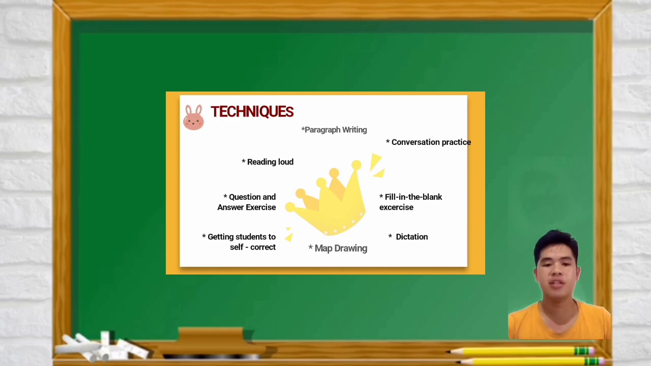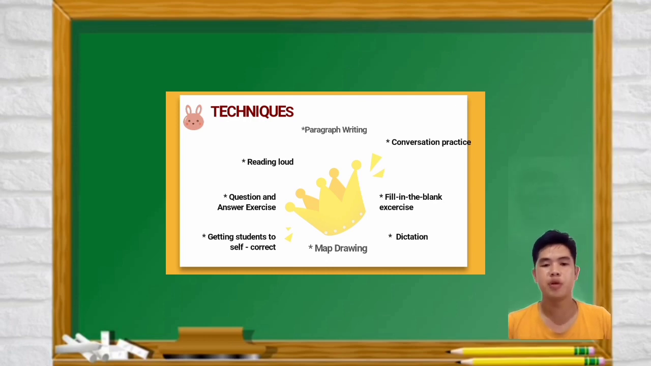Next is dictation. The teacher reads the passage three times. The first time, the teacher reads it at a normal speed, while the students only listen. The second time, he reads it phrase by phrase to allow students to write down what they hear. The last time, the teacher again reads at a normal speed and checks students' work.